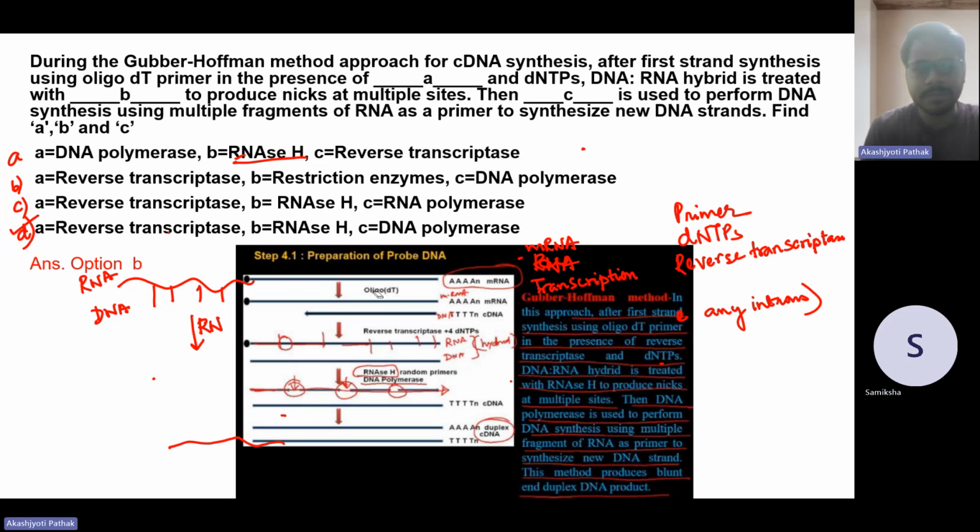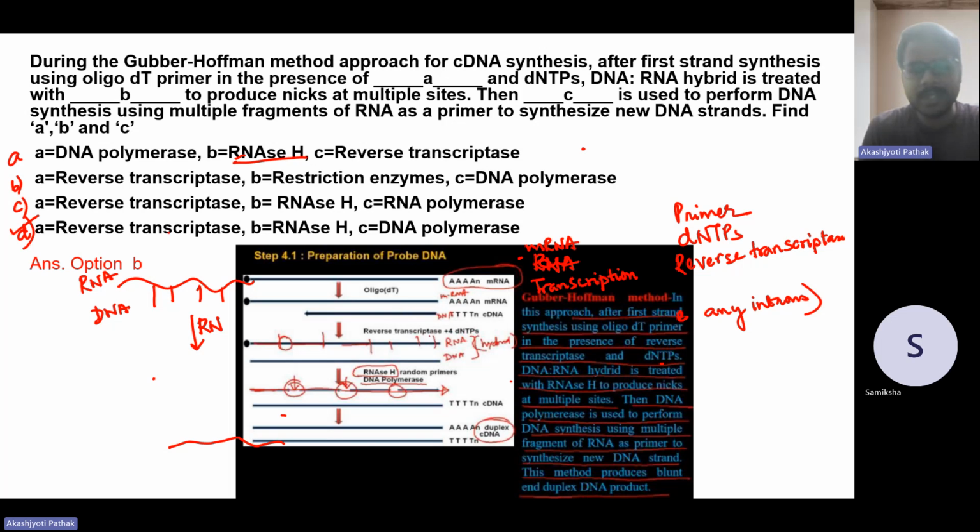Is it clear now? So you have an mRNA with a poly A tail. Then you add an oligo dT primer. This oligo dT primer will have this TTTT tail, and along with it will also have a complementary DNA sequence, so that this primer can go and bind to this mRNA.